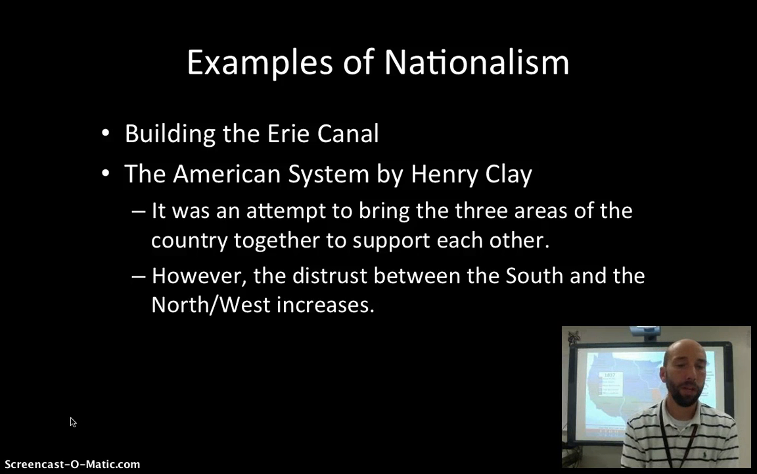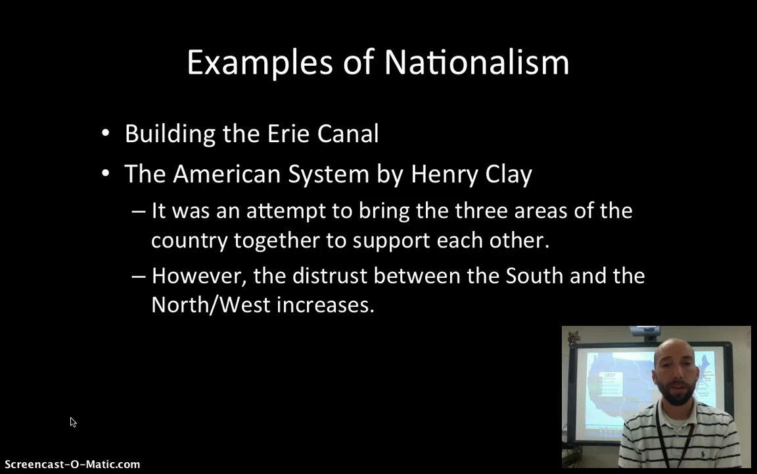Some other examples of nationalism is the building of the Erie Canal. This more favors like the North and the West. And it's actually going to make the South a little scared that the North and West are kind of teaming up against them, and they're going to be a little paranoid about it. Erie Canal is in New York. It's going to aid being able to ship goods from one place to another. Some of the farm products from the Northwest to the East.